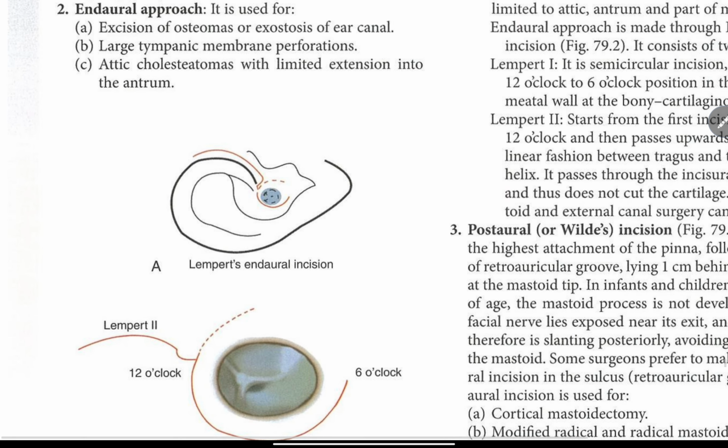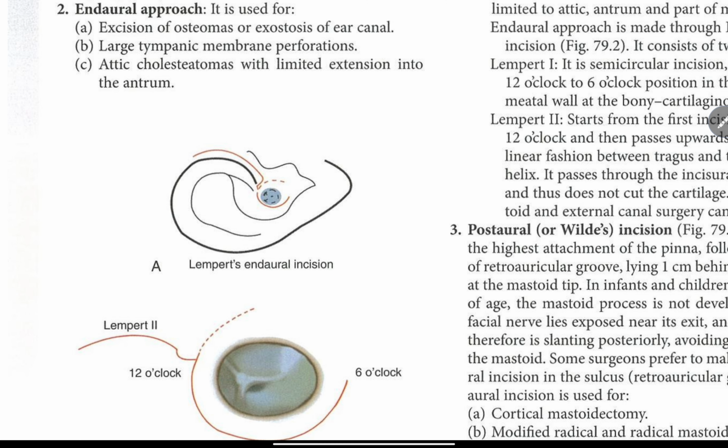Endoral approach. It is used for: A. Excision of osteomas or exostosis of ear canal. B. Large tympanic membrane perforations. C. Attic cholesteatomas with limited extension into the antrum.